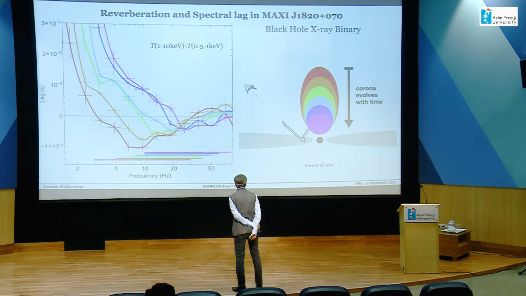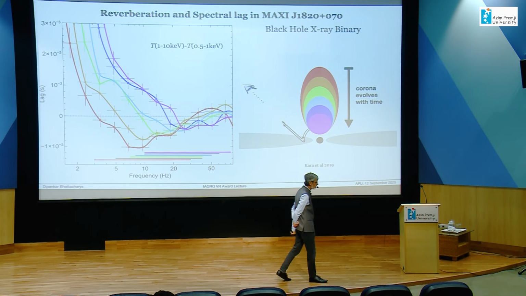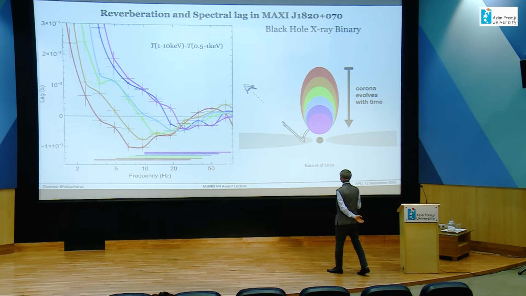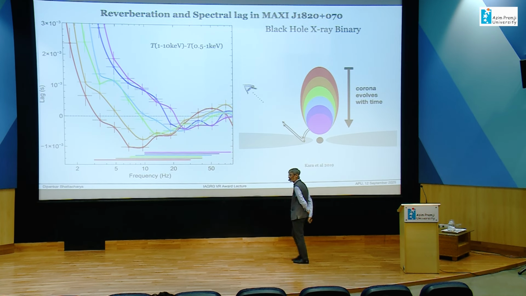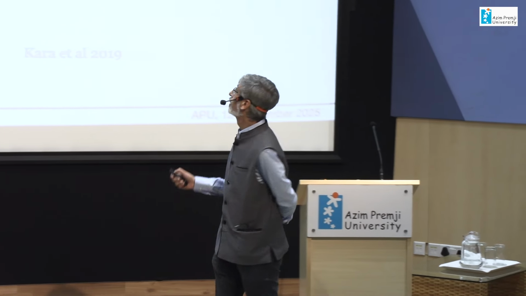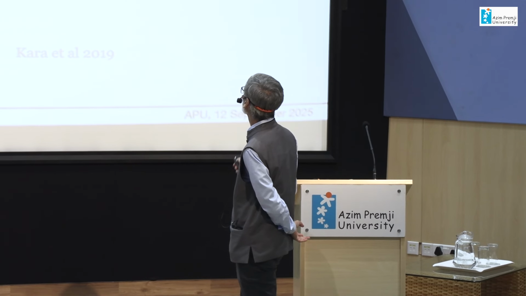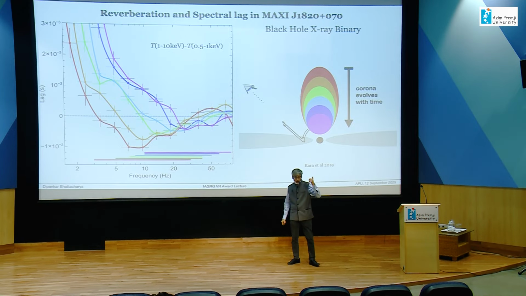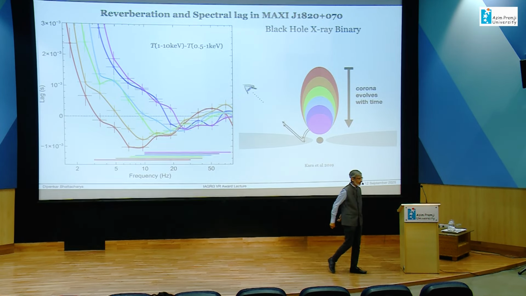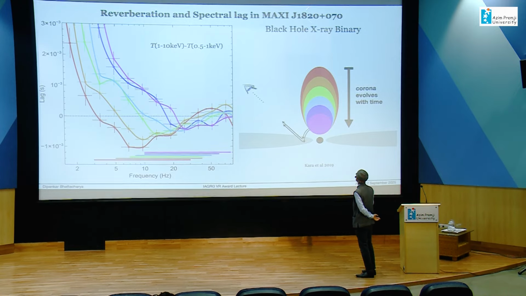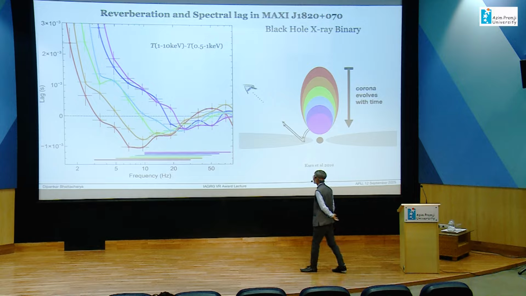And this is an effect often seen in accreting black hole and neutron star binaries. And here is an example of a very bright black hole binary transient which erupted in 2018. It's called MAXI J1820+070. This will make its appearance once more in my slides. So you can hold the name of this source in your mind.